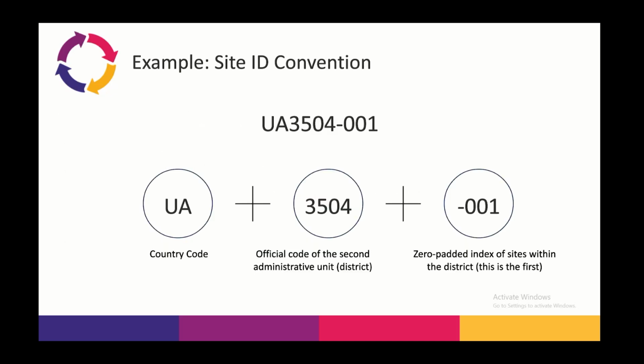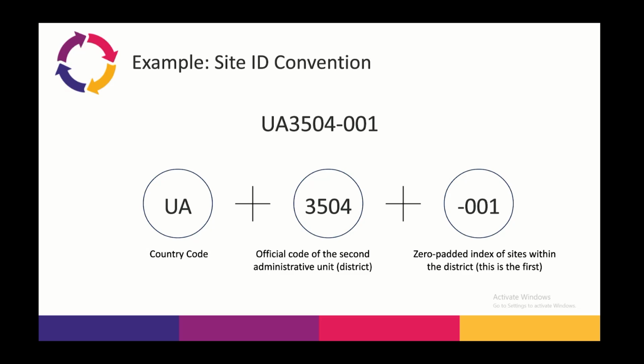So here's an example of a site ID convention. This is an example from Ukraine. Here you can see the first two letters are a country code. The second part, which is 3504, is the official code of the second administrative unit. Those can usually be found online. You can get them from government databases, authority databases sometimes. You can also normally get them from HDX datasets, where you should have existing official codes for countries and administrative units.